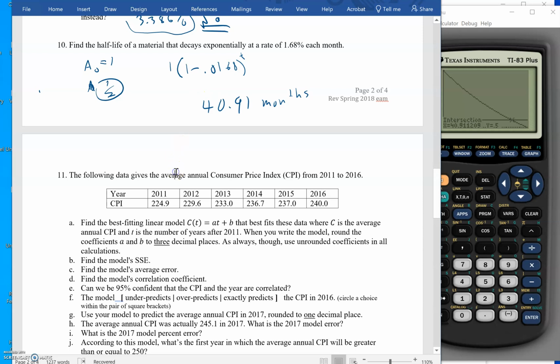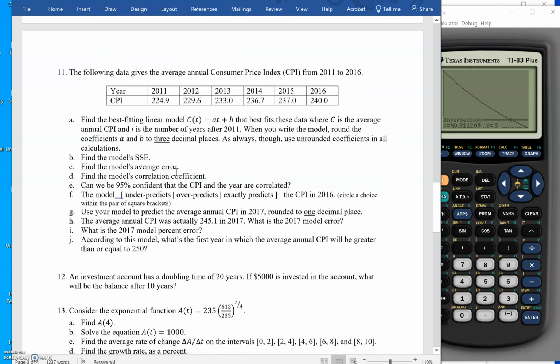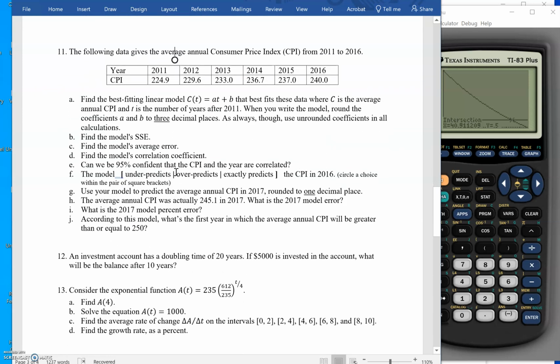All right, so let's take a look at number 11. The following data gives the average annual consumer price index from 2011 to 2016. We're asked to find the best fitting linear model. That's going to be linear regression for this data. And one thing to pay attention to is it does say the number of years after. So that's elapsed time. So we do need to reset the clock here before we perform any of these computations. I'm going to enter this data off camera here. So let me pause the video for a moment, and when we come back, I'll have the data entered.